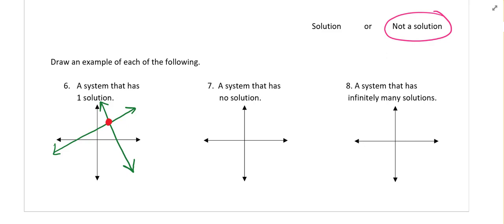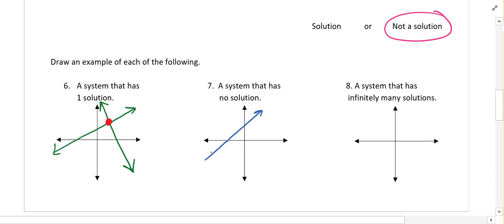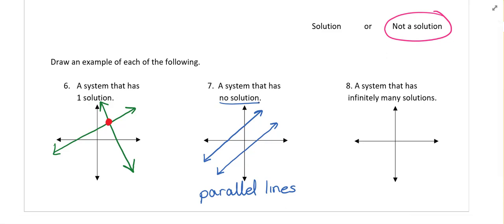Well, what kind of lines never cross? I know you're all saying it right now. That would be two parallel lines. And we're going to look more closely at those parallel lines in this unit, but two lines that would never cross have no solution. There's not a point where they intersect: parallel lines. And then infinitely many solutions.